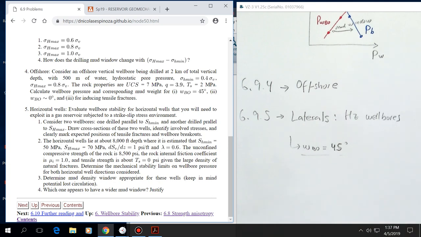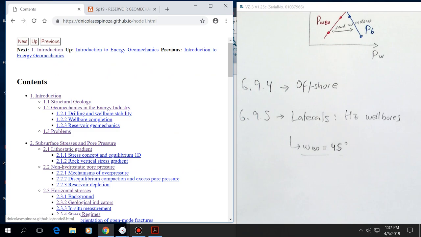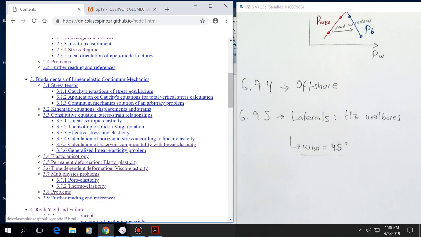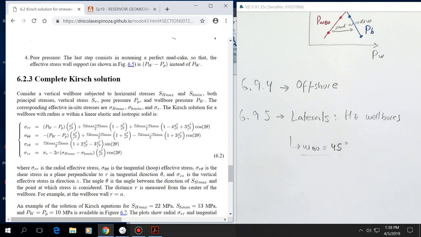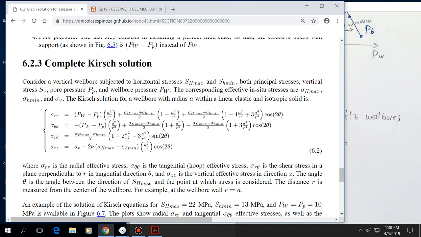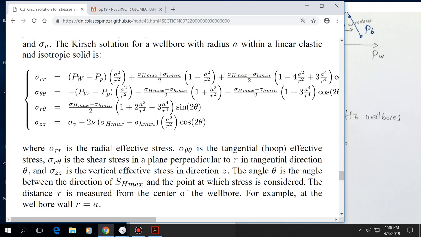And the new thing here is to identify which are the stresses that you have to use, right? For that problem, you have to use the same Kirsch equations, but now you're not going to have sigma H max and sigma H min necessarily. You may have sigma V and sigma H min, or you may have sigma V and sigma H max. It depends which one is the largest of the two at that particular location. But just replace those stresses by the maximum on the plane and the minimum on the plane, and the rest is exactly the same.